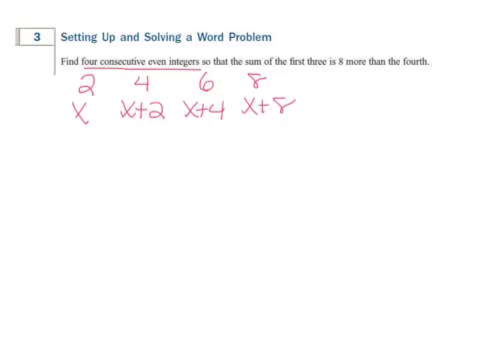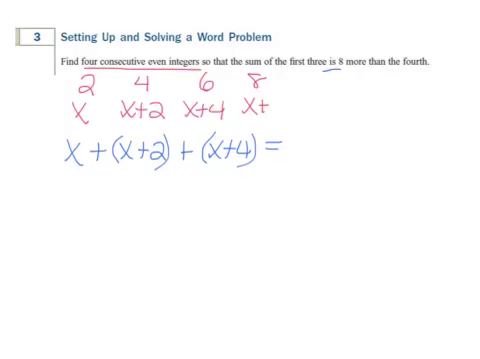Okay, now let's see, 4 consecutive, the sum of the first 3. The sum, that's a key right there. The sum of the first 3, so x plus x plus 2 plus x plus 4 is 8 more than the fourth. Oh, I almost gave you extra credit. This is not 8. That's 6. Glad I caught myself.